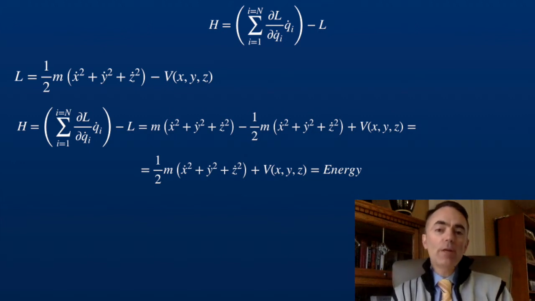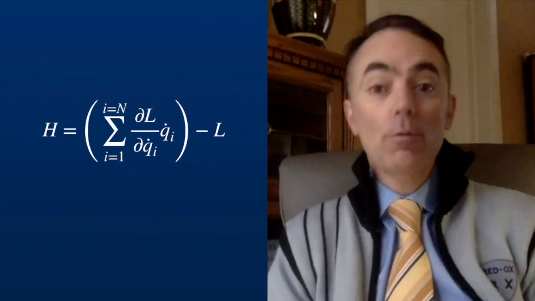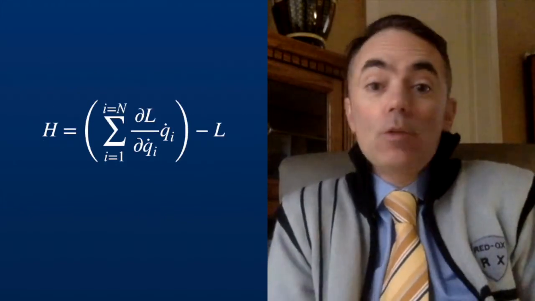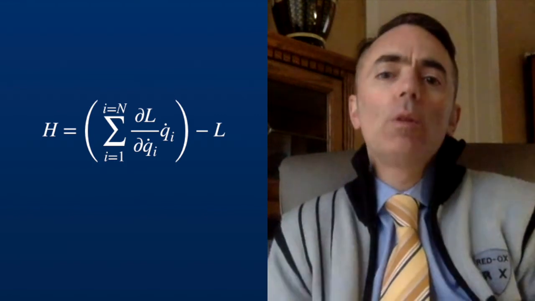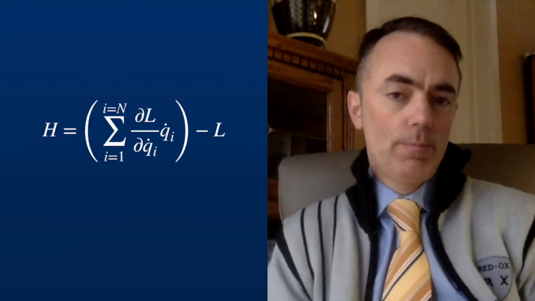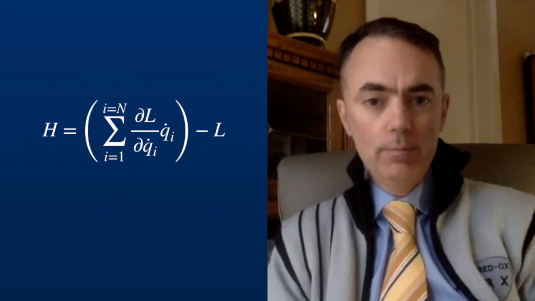So h is the energy so long as the Lagrangian of the system describes a closed system with no external forces involved. If the Lagrangian doesn't represent a closed system, h will be conserved, but will not be the energy of the system. Let's see this in an example.